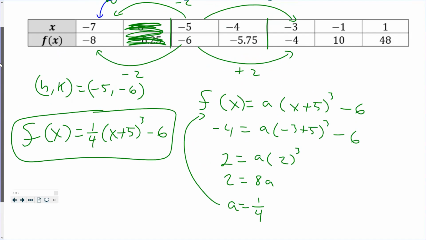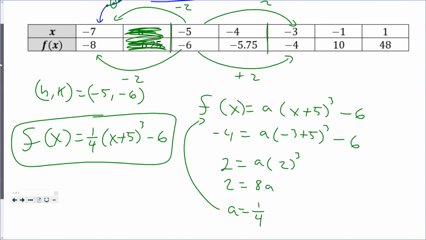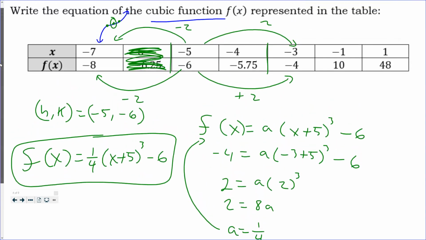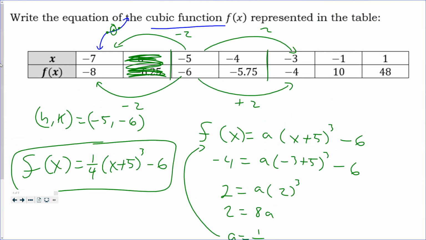Any questions about that? So that way it will always work. You always plug in a point, solve for A. The other way is that when you jump by x value 2, your y should also jump by the cube of how much you jumped your x by. So if you jump by 2 for x's, your y's need to jump by 2 cubed or 8.